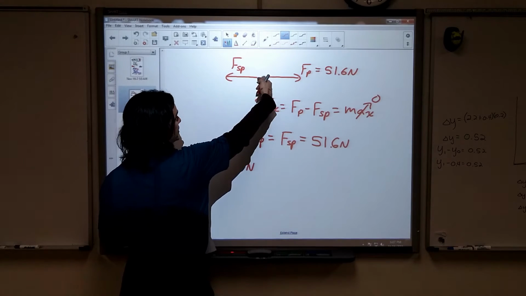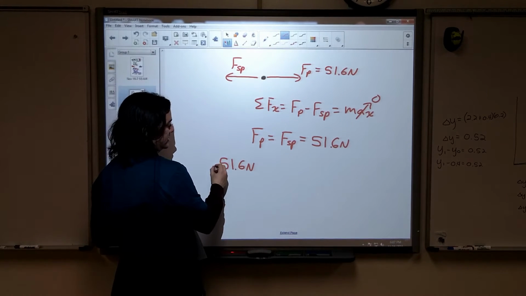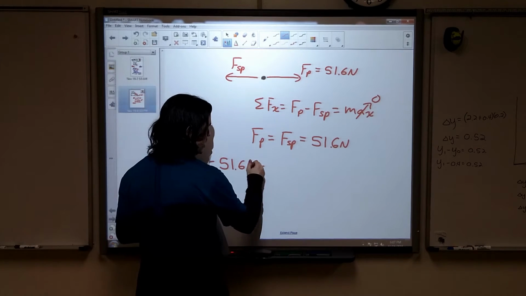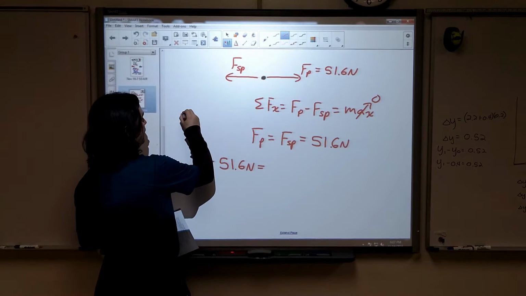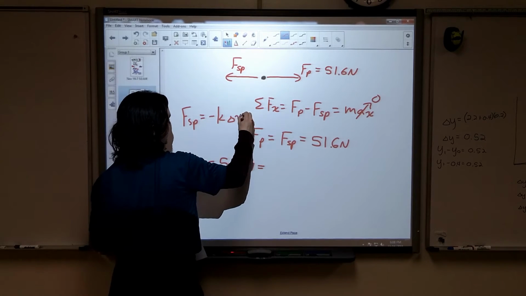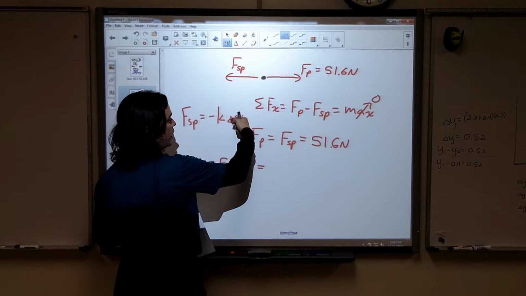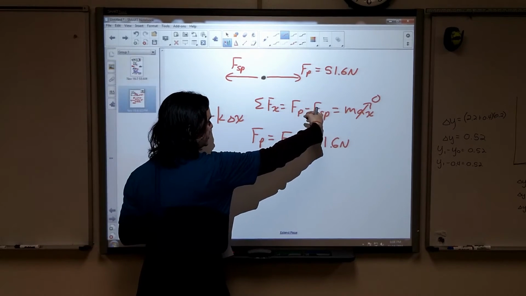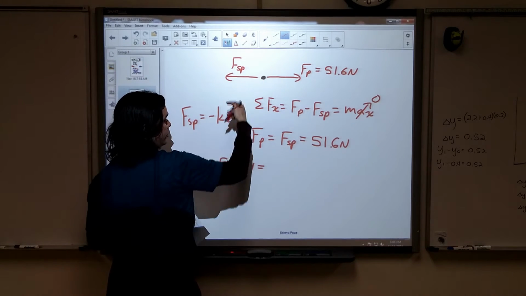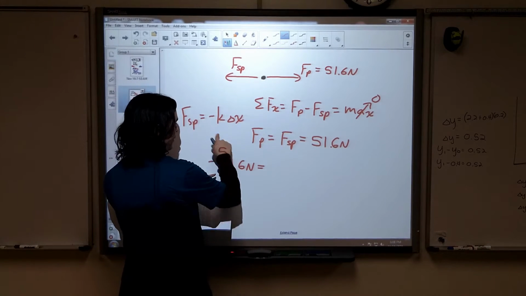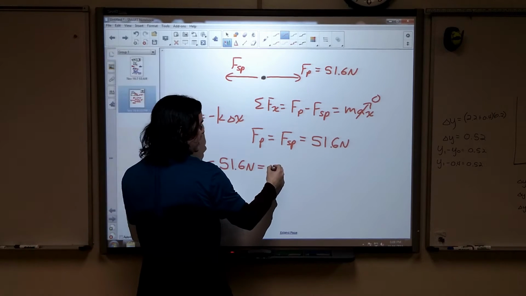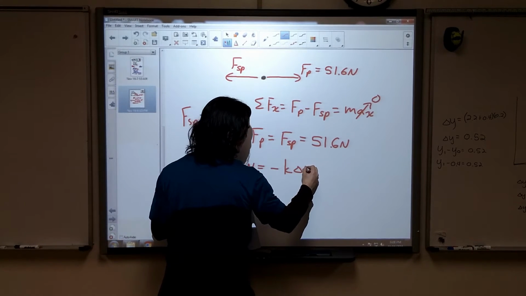And to be technical, it's actually to the left, so I put a negative sign here. Equals, let's go ahead and put that in. I told you that technically the force of a spring is equal to negative k delta x. The negative is because whichever way you move the object, the displacement, which is a vector, the force will point the opposite direction. We have a force to the left, so I'm going to say that my force, negative 51.6, negative because it's to the left, is equal to negative k delta x.